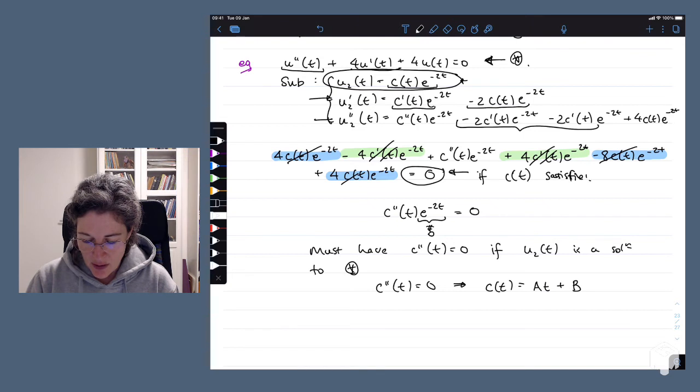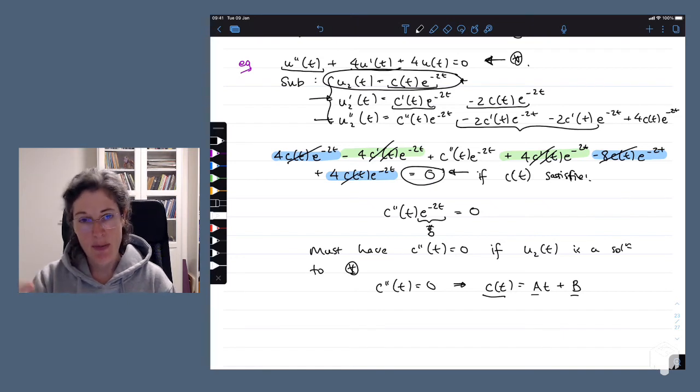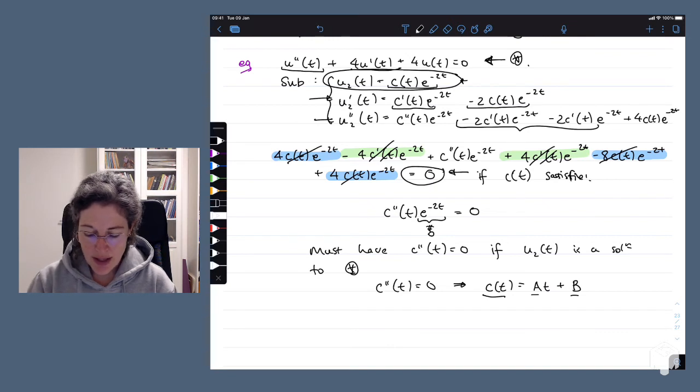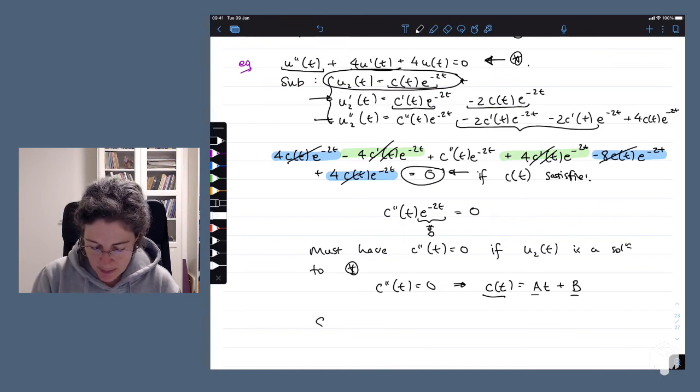What more can we say? Well, what can we say about a and b? Could we potentially let a equal 0? No, we can't, because then our c would just be a constant and we'd be back in the same trouble that we were in the first place. Could we, on the other hand, say that b is equal to 0 and maybe a is equal to 1? That would be the simplest possible answer. Let's check. So let's see if c of t equal to t works.